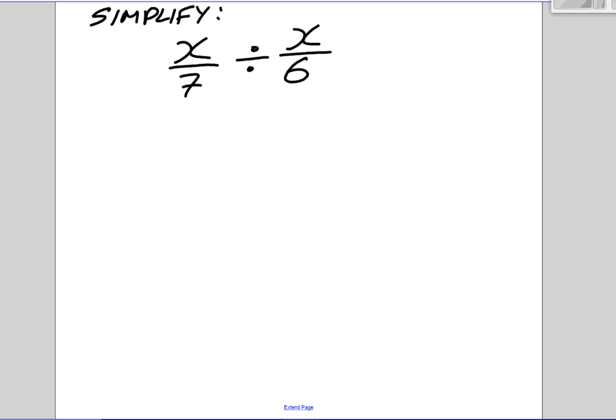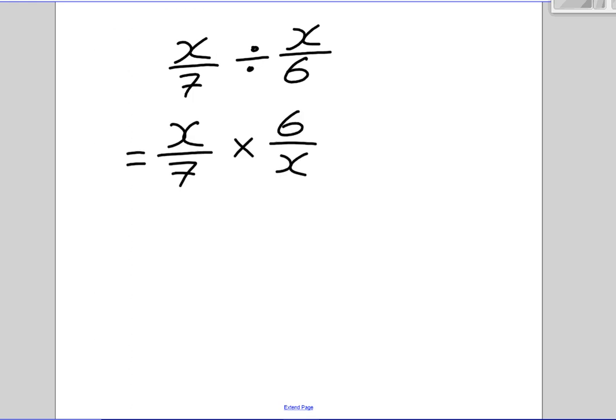Right. So here, we're putting in the letters again, just to see if it actually works. And the thing is, your calculator can't do this. I'll just complicate it. So x over 7, we'll keep that the same. We're going to change that divide into multiply, and we're going to turn the second fraction on its head. So x over 6 becomes 6 over x. Done that. So I'm just going to multiply the top bits together. So it's x times 6, or 6 times x, and the bottom we're going to have 7 times x.